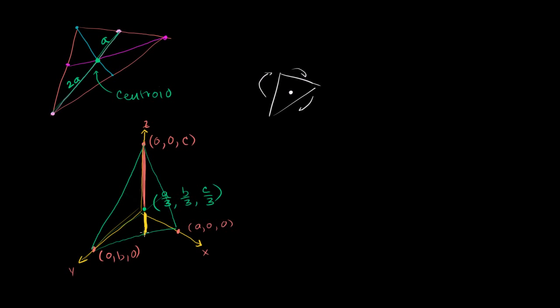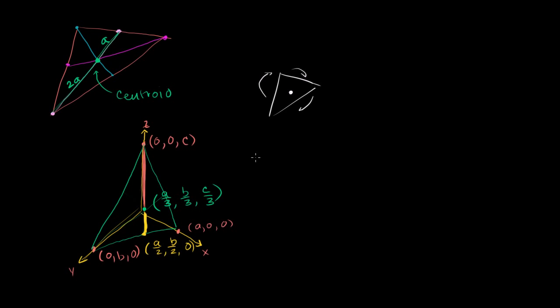And remember, this point right over here is the median of this bottom side. So the median of that bottom side is just going to be the average of these 2 points. And so the x-coordinate 0 plus a over 2 is going to be a over 2. B plus 0 over 2 is going to be b over 2. And then it has no z-coordinate, so it's just going to be 0. 0 plus 0 over 2 is 0. So we know the coordinates for this point, and that point. So we can calculate the yellow distance, and we can calculate the orange distance. So let's calculate the orange distance.